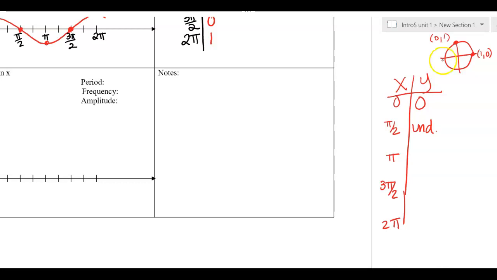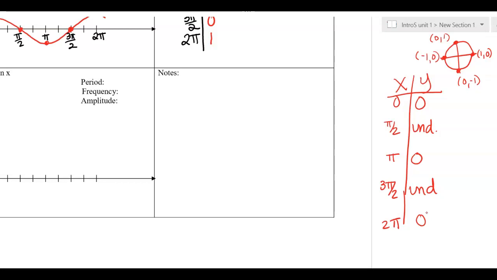If we go over to pi, that's this location over here, the coordinates there are -1, 0. What would the tangent be? 0, okay. And then 3 pi over 2 is down here. The coordinates are 0, -1. What would the tangent be? Undefined. And then back at 2 pi is the same as 0. We'd get 0.